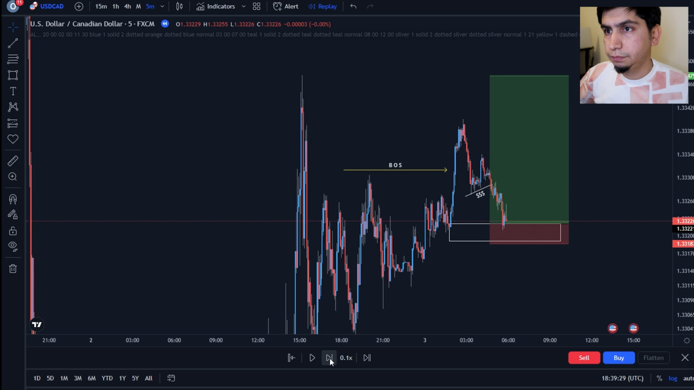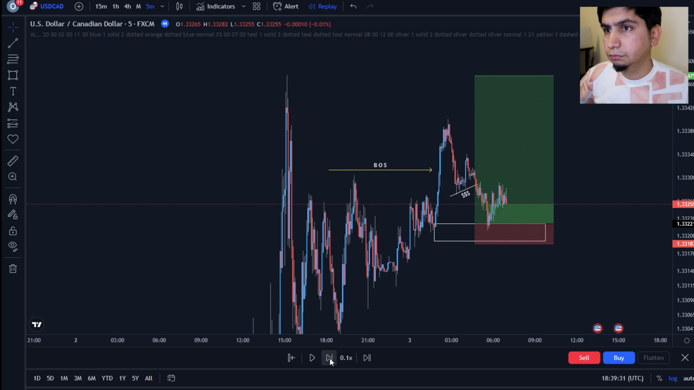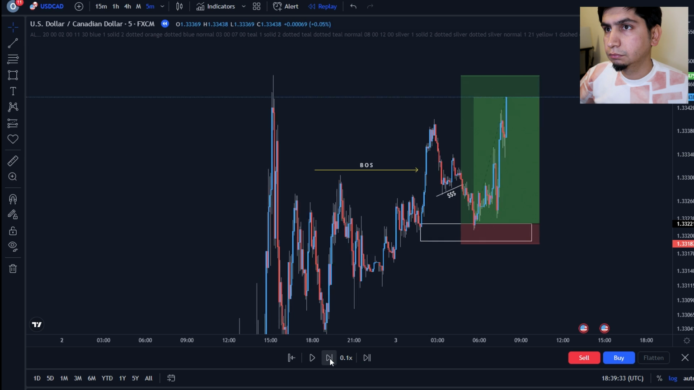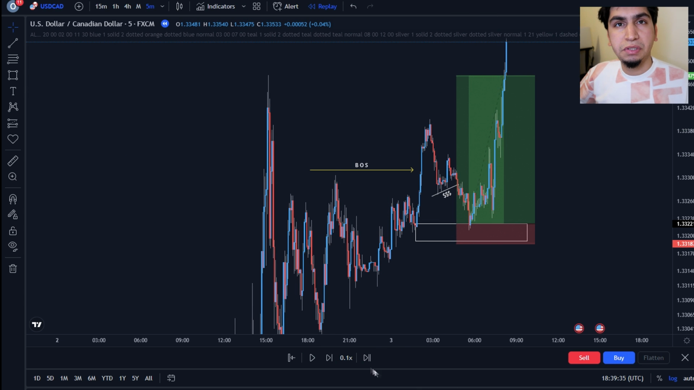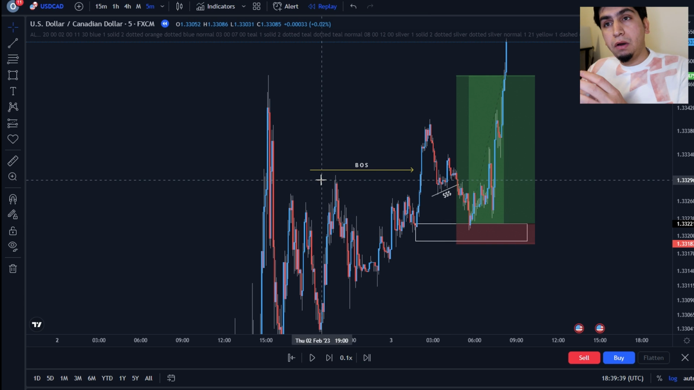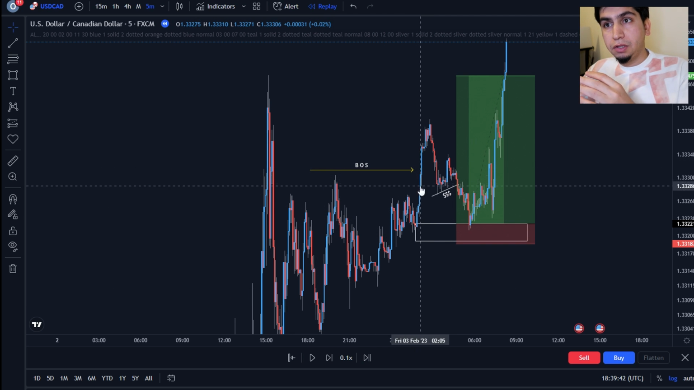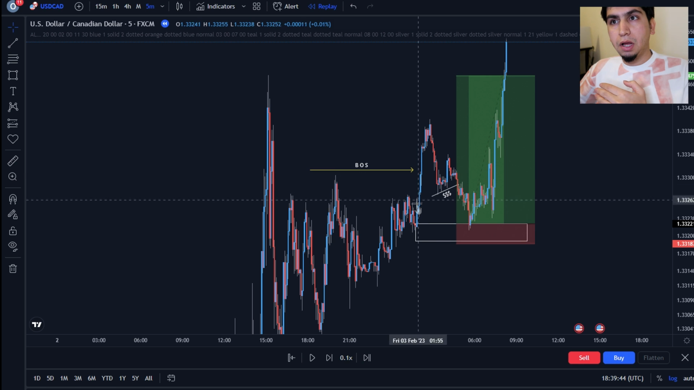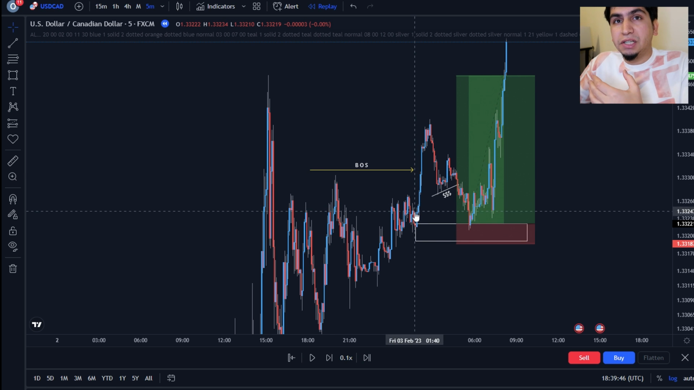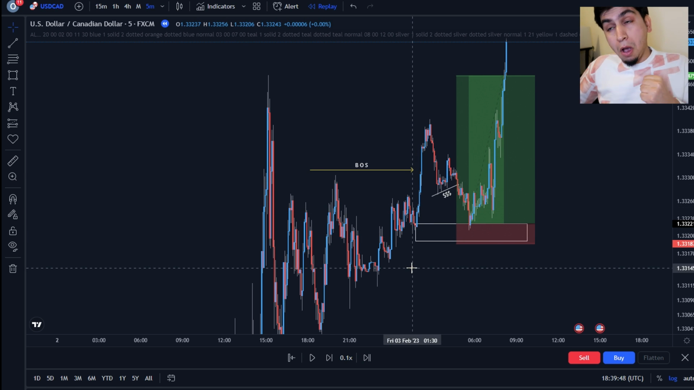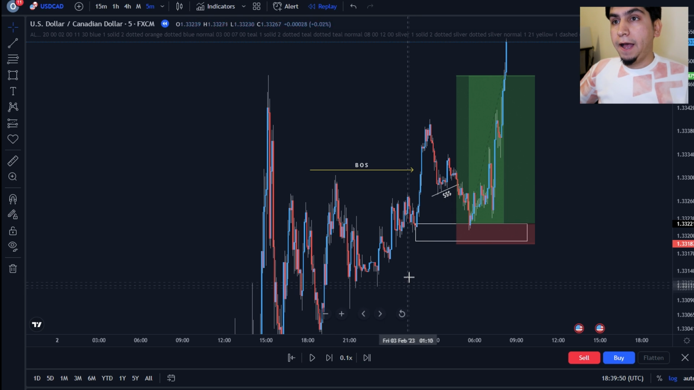Okay, we're triggered. And you made your 7.4R up. As simple as that. Why? Because we had a very clean break of structure. As you can see, price was not corrective. It wasn't like slowing down, you know, going up. It was very strong. And we had liquidity here, order block here.